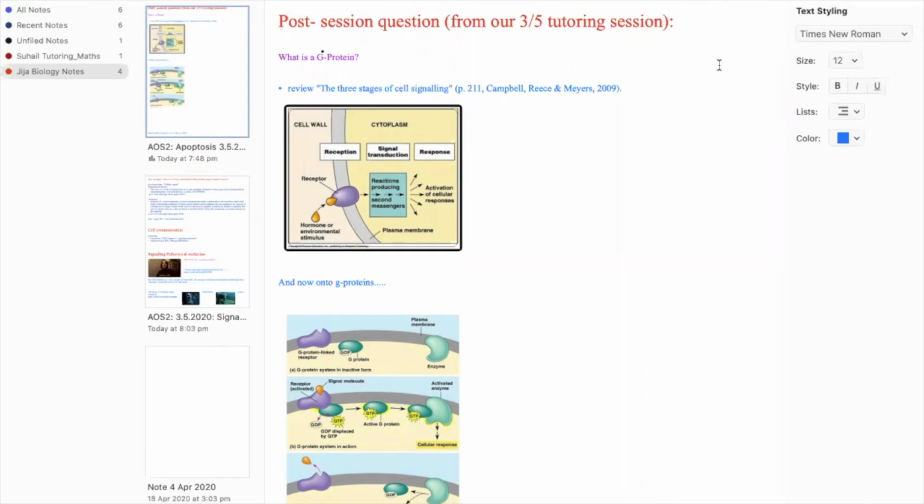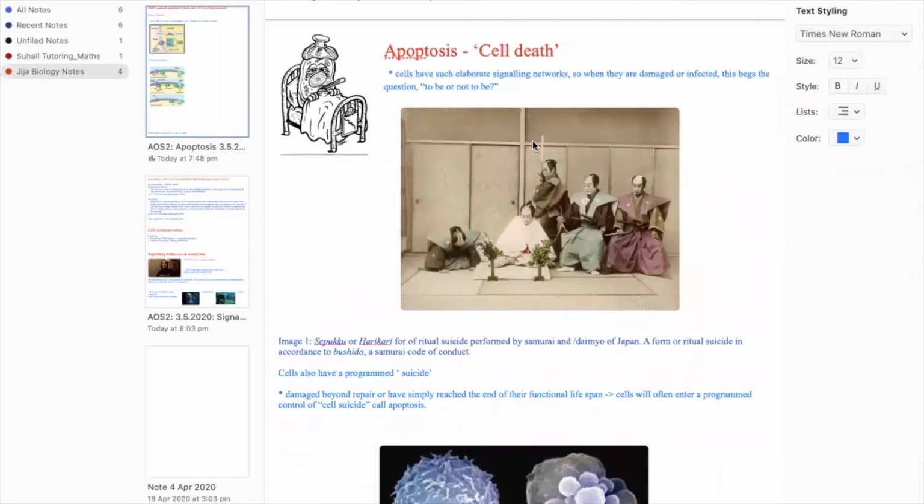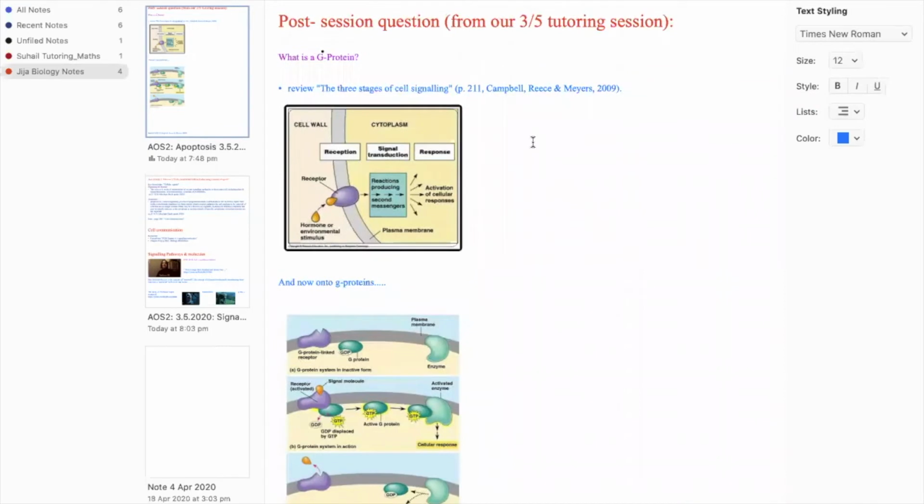So this will be a brief overview of G-proteins as well as apoptosis, which is cell death. If you've got any questions or you want to practice any exam questions together, feel free to let me know, and I'm happy to cover that for next session.